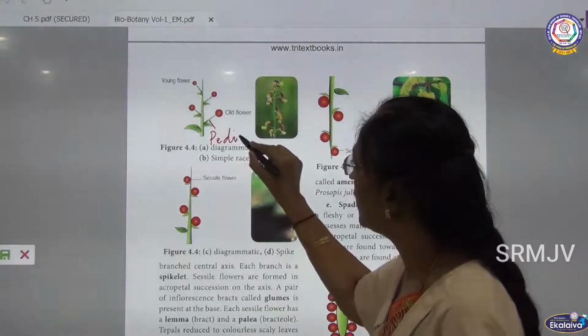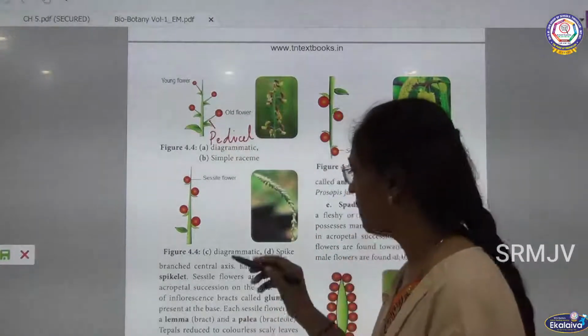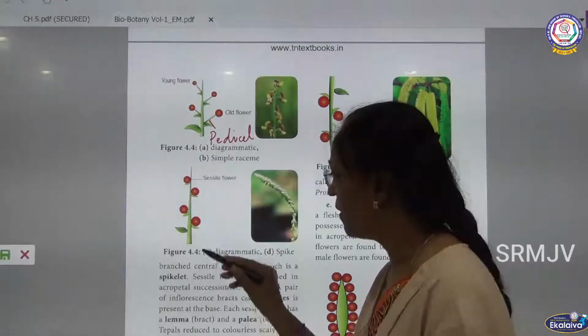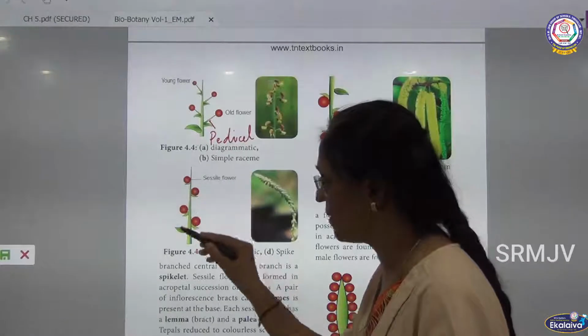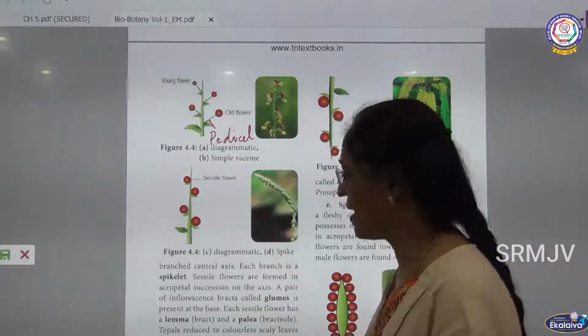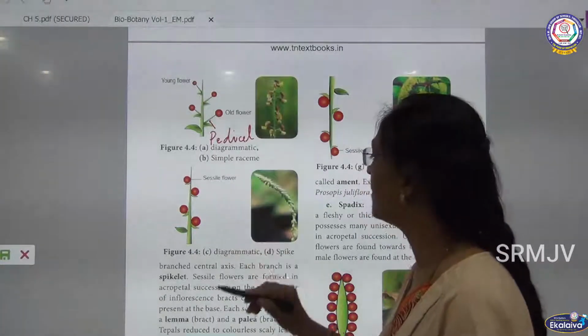So here you will find these are pedicellate flowers, and this is what we call a simple raceme. Here you can find that this is the main axis on which the flowers are being borne, but these flowers do not have a pedicel, so you call them sessile flowers. And this is an example of a spike.